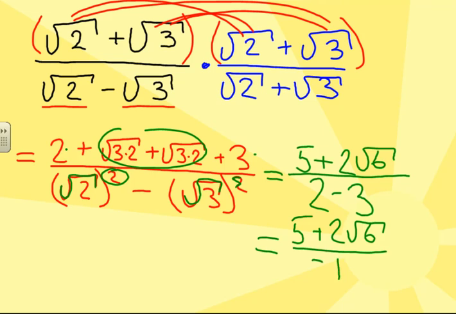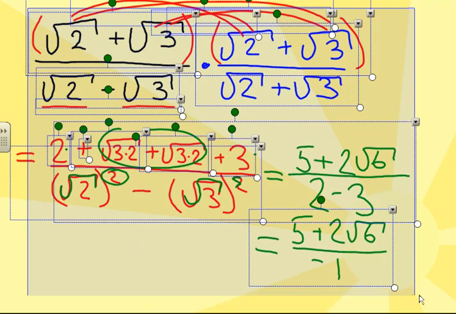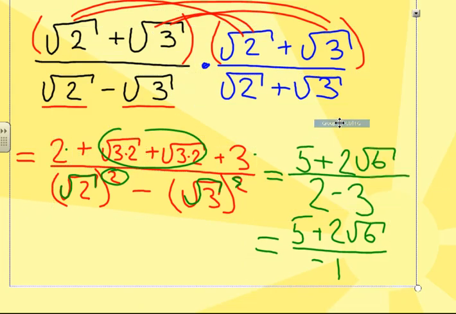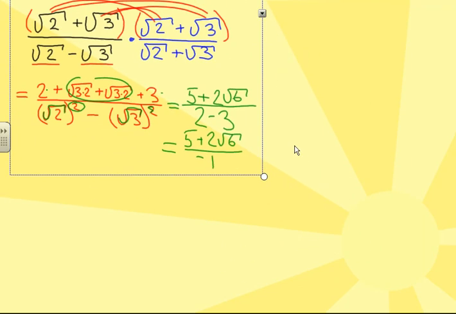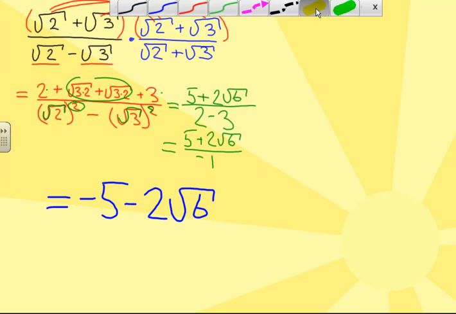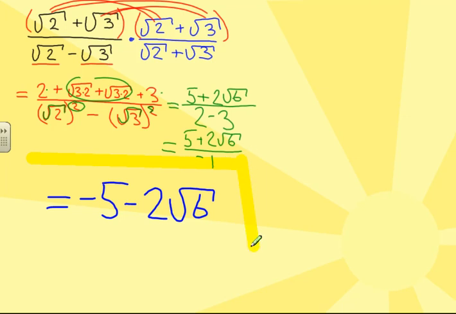I can simplify that down, get that negative 1 off the bottom, to be negative 5, negative 2 root 6. And that is my end answer.